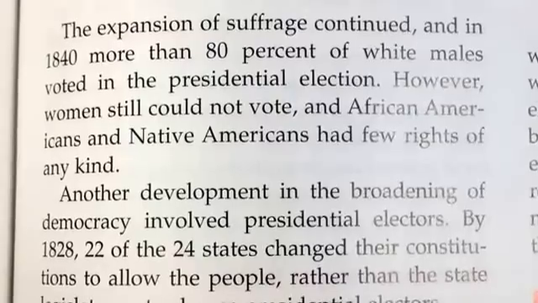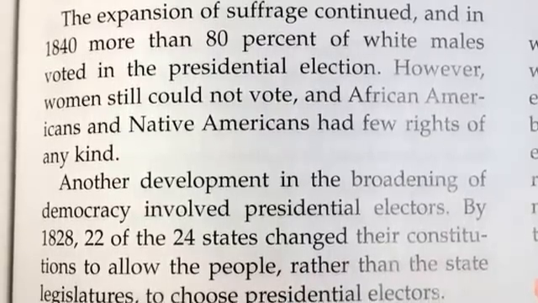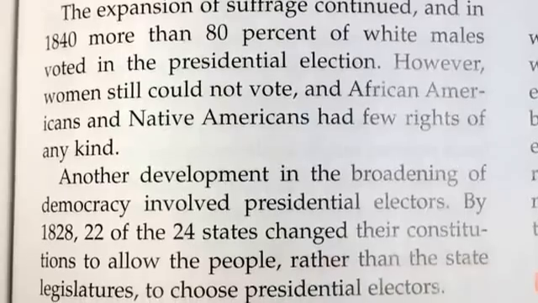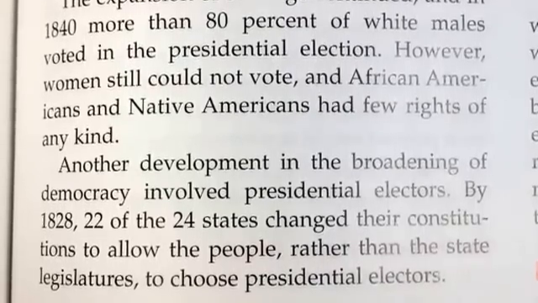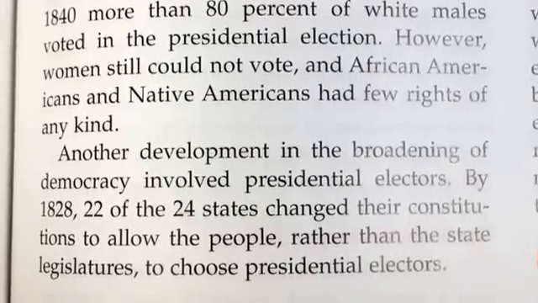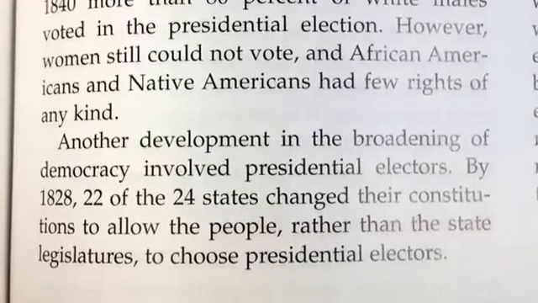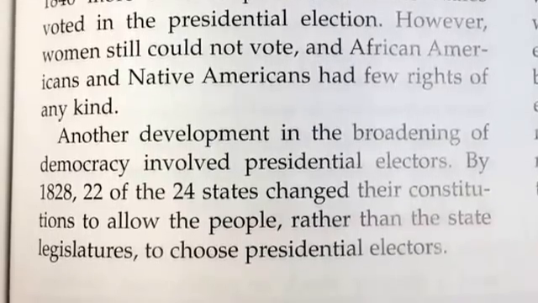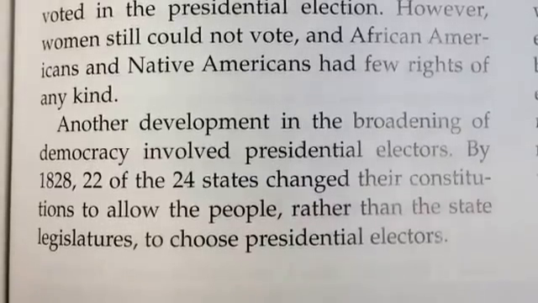Another development in the broadening of democracy involved presidential electors. By 1828, 22 of the 24 states changed their constitutions to allow people, rather than state legislatures, to choose the presidential electors. So now we kind of have our electoral college system where people vote for a candidate and it's a winner-take-all. They get all of those electoral votes for that state.